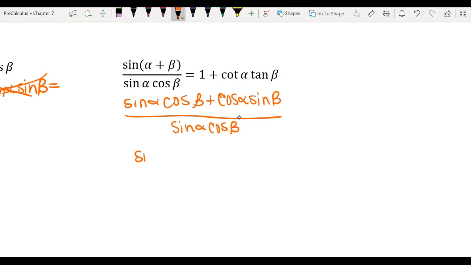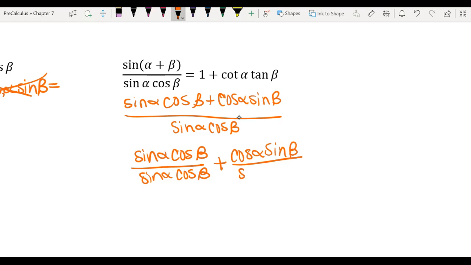So then I have sine of alpha cosine beta over sine of alpha cosine beta plus cosine alpha sine of beta over sine of alpha cosine beta. Okay, so I separated them. I can take fractions and put them together, or I can take a fraction and separate it in the same way. Yes? On this? It came from the formula. Yeah. That's where it magically appeared from.